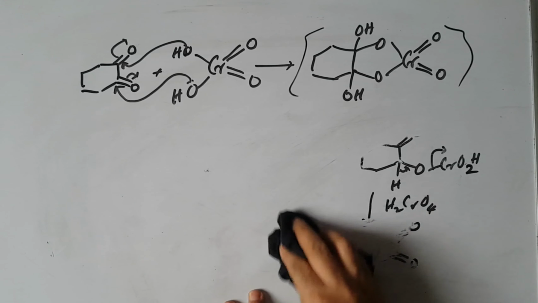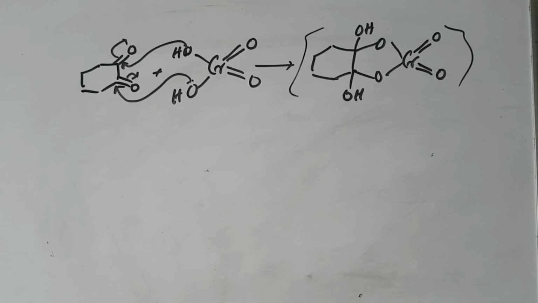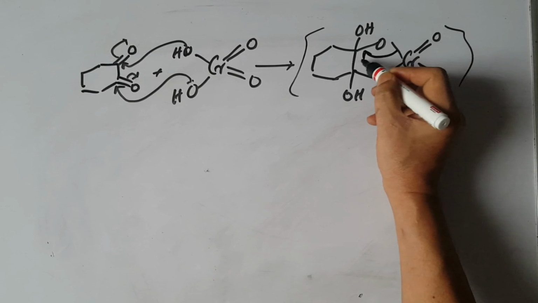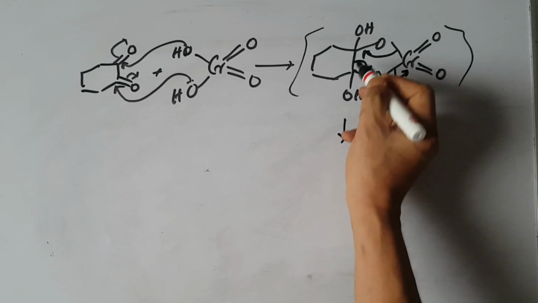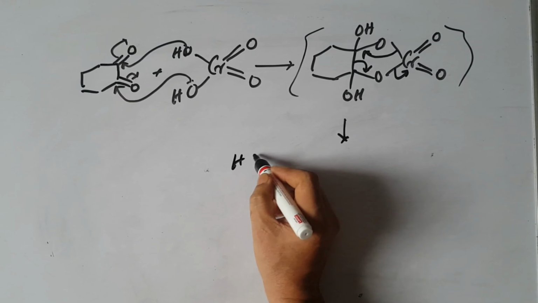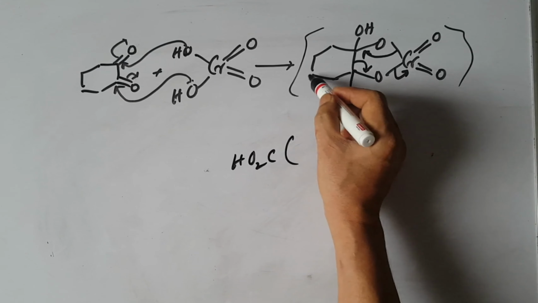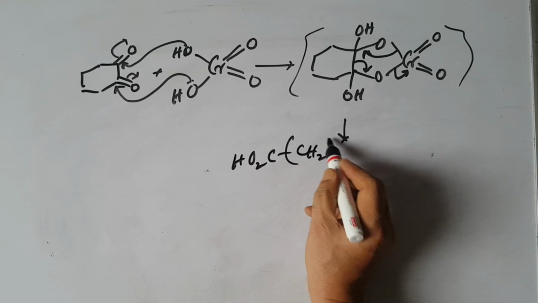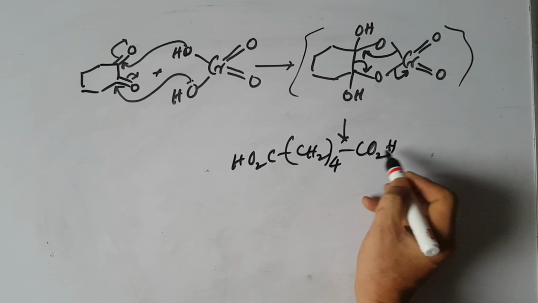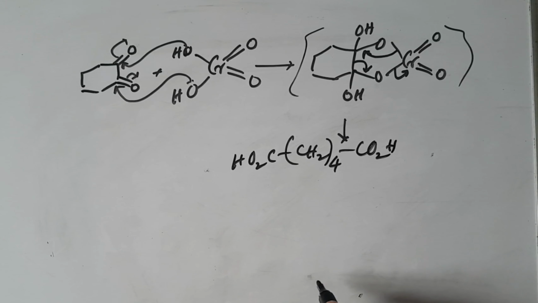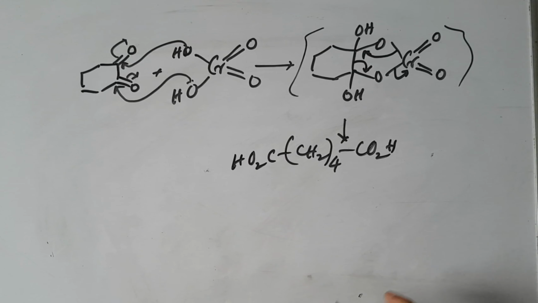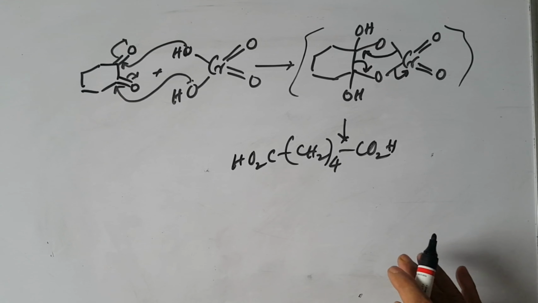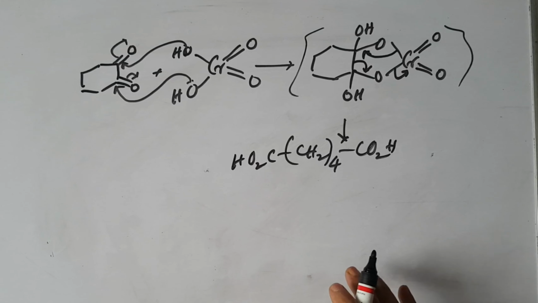The cyclic diketone reacts with chromic acid, and finally cleavage of the bonds takes place. So we get acid groups, O2C, then here 1, 2, 3, 4, four CH2, then CO2H. So this is the final product. What I'm saying is that ketones are generally not oxidized, but cyclic ketones can be oxidized to give a dicarboxylic acid. So this is about the oxidation of aldehydes and ketones by chromium compounds.